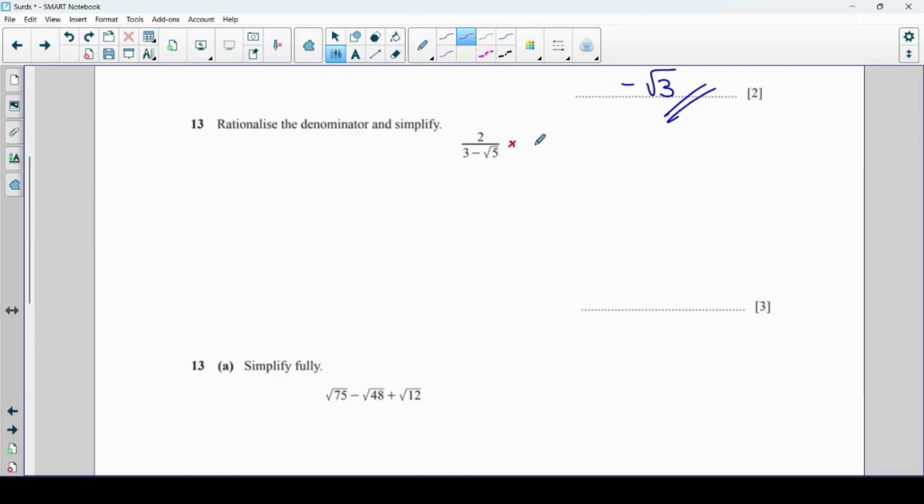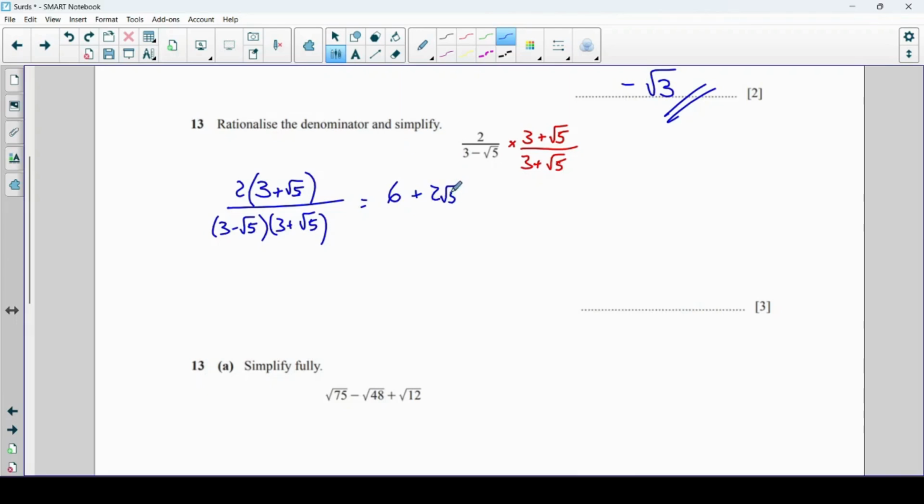To rationalise the denominator, we're going to multiply by the conjugate again, so we're multiplying top and bottom by 3 plus root 5. So on the top, 2 brackets, 3 plus root 5. And on the bottom, 3 minus root 5 times 3 plus root 5. 2 times 3 is 6. And 2 times root 5 is just 2 root 5.